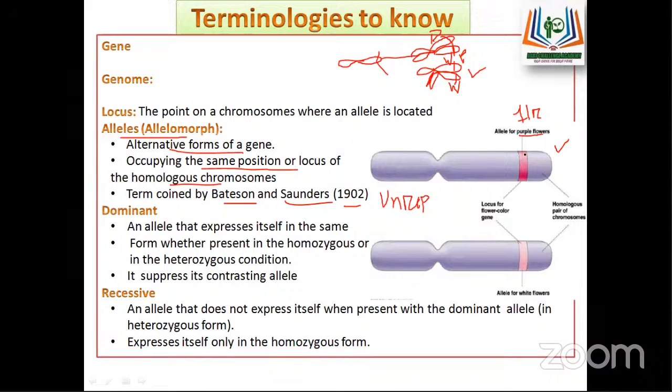So the allele which can express itself both in homozygous and heterozygous condition will be called the dominant allele, and it has the ability to suppress the contrasting allele, that is the recessive one. Then what is the recessive allele? The allele that does not express itself when present with the dominant allele, and it expresses only when it is present in homozygous form. That is, only if the recessive allele is present in both chromosomes will it express itself. That sort of allele is called a recessive allele. Okay.